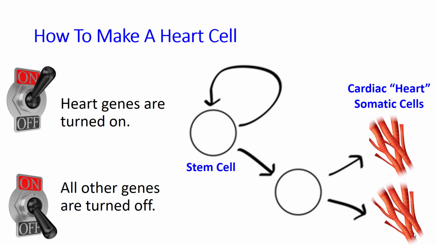And when I say you turn the other genes off, you're turning off the genes to make brain cells, to make liver cells. You start naming all these other different types of cells in your body. Those genes are all turned off. Only the heart genes will be turned on to make a heart cell.